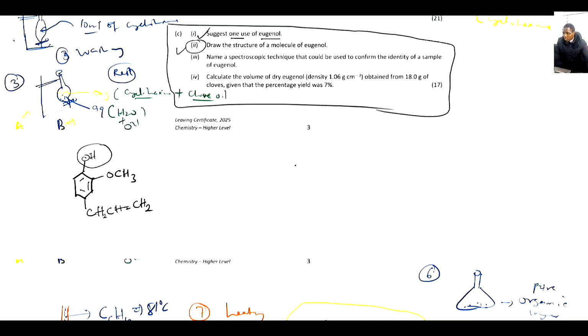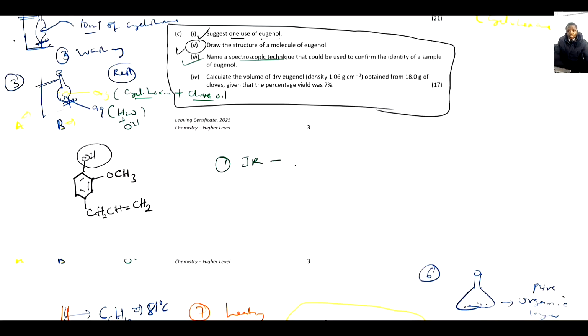Let's talk about spectroscopy now. Spectroscopy is just a method of confirming the structure of eugenol. It is a method that we use to confirm the structure, that okay, this is eugenol. So what are the spectroscopy methods that we use? Name a spectroscopy method. Number one, we can use infrared spectroscopy.